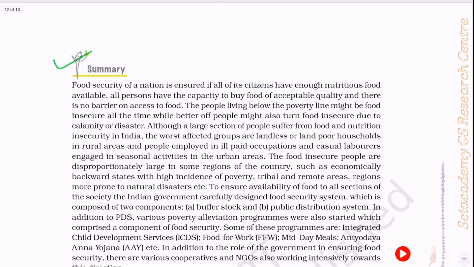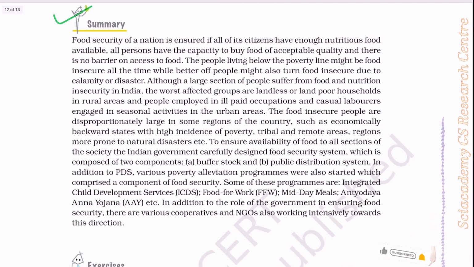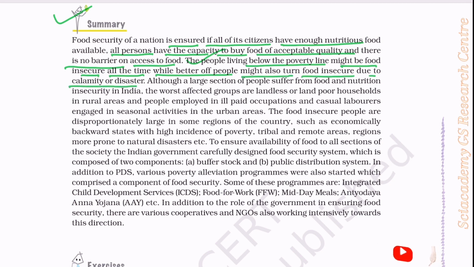Summary: Food security of a nation is ensured if all of its citizens have enough nutritious food available, all persons have the capacity to buy food of acceptable quality, and there is no barrier on access to food. The people living below the poverty line might be food insecure all the time, while better off people might also turn food insecure due to calamity or disaster.